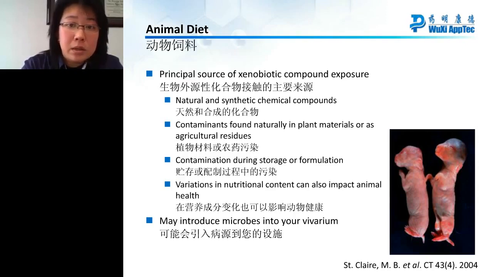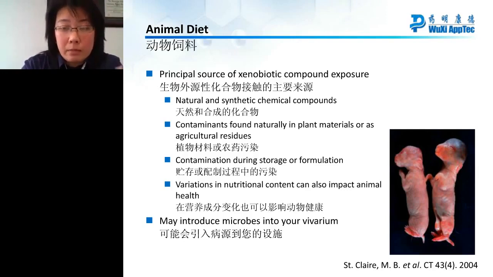Potentially there may be contaminants that are found either naturally on plant material or as a pesticide residue from agricultural products. These diets may become contaminated during the storage process or during the diet formulation and production process. And there could be variations in the nutritional content with each of these ingredients. Sometimes that variation can impact your animal health and the animal phenotype, or worse, they have been implicated in outbreaks in certain facilities.